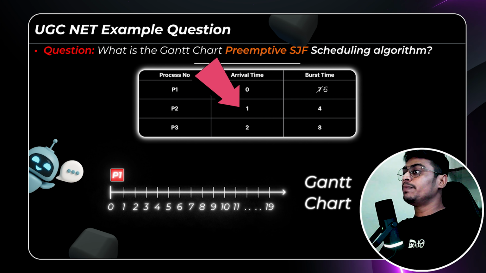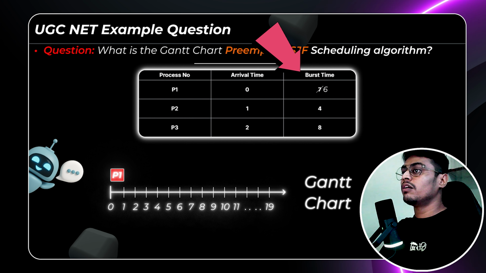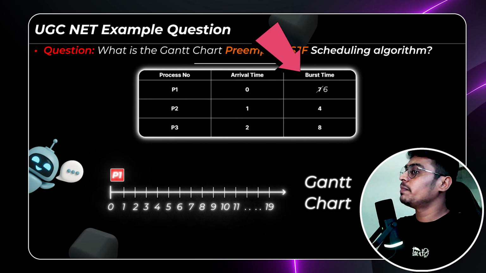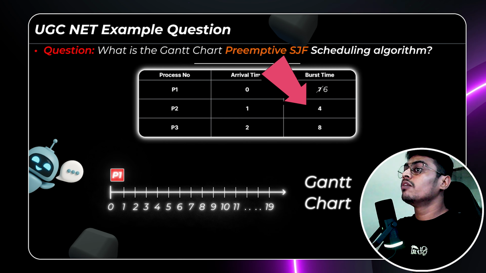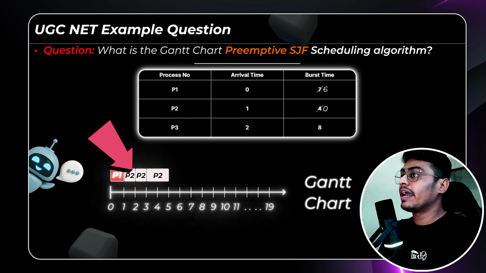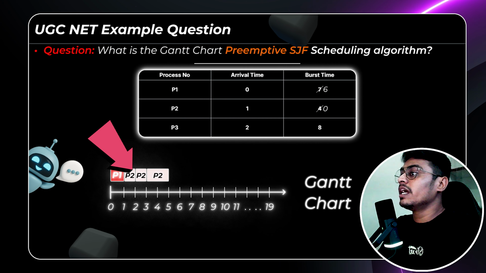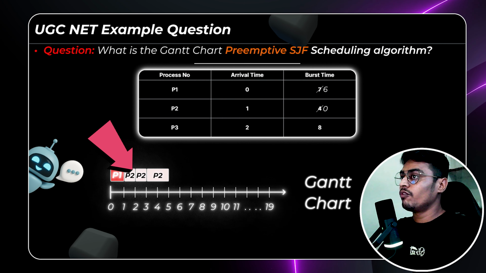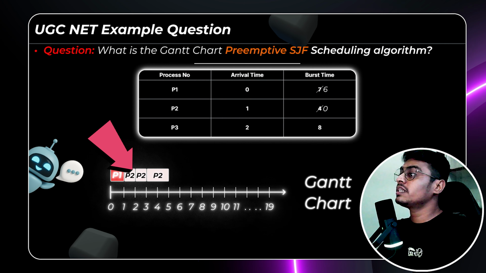So P1 and P2 are both in the ready queue. Which one will we select first? We select the shortest first, the one with the lower remaining burst time. Out of 6 and 4, which one has the lower burst time? P2, with 4 units. So P2 gets executed here, and the CPU will execute it only up to 1 time unit. Let's suppose it ran from 1 to 2. Now P2's remaining time is 3.